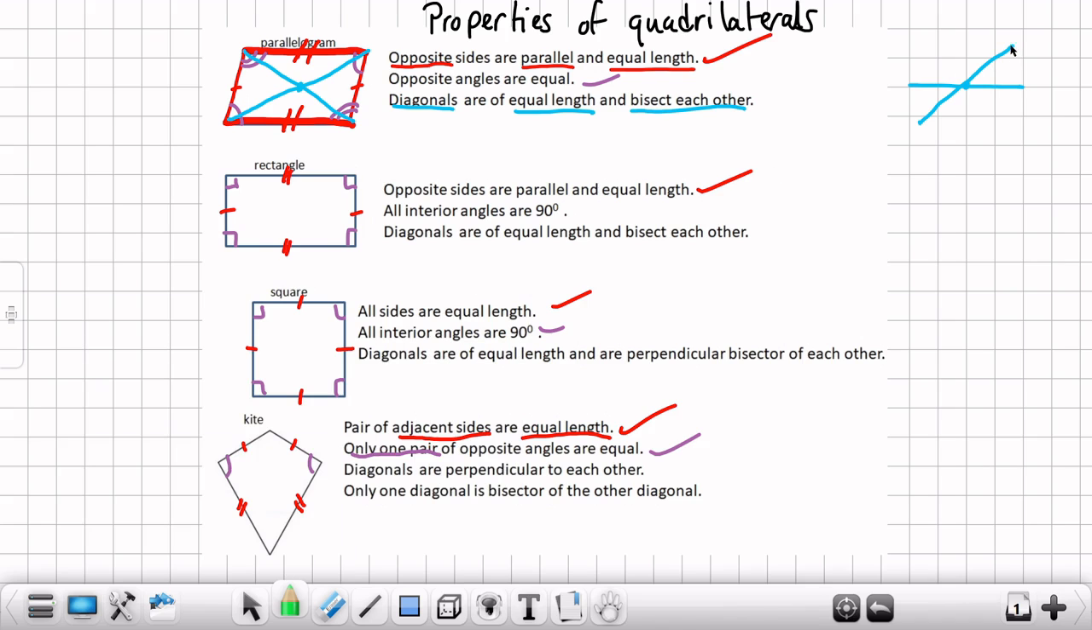And then if I take this line over here, I'll do this in a different color. So this green line over here cuts the blue line in half. So we describe it like this: the green line bisects the blue line, i.e. the green line cuts the blue line in half because the green line goes to the middle of the blue line.